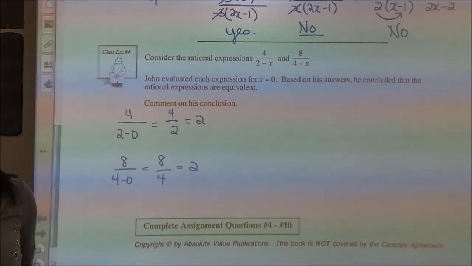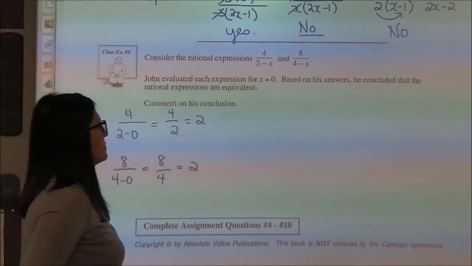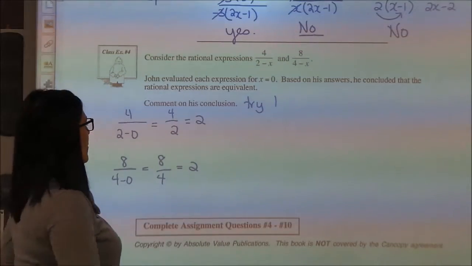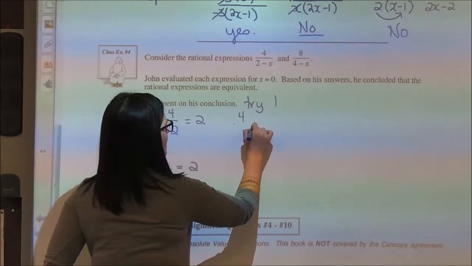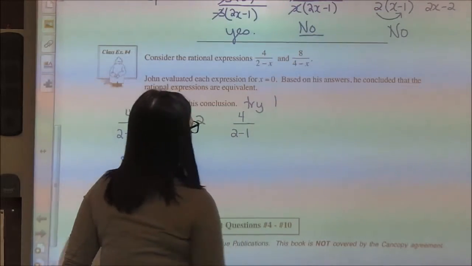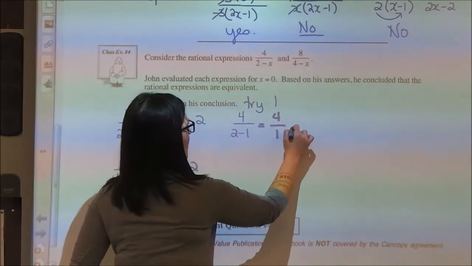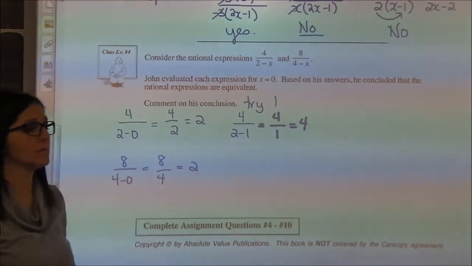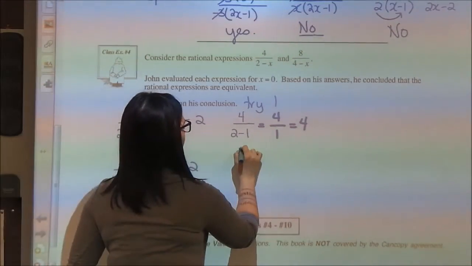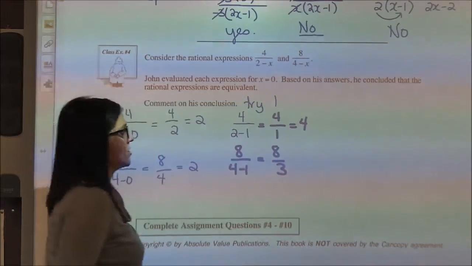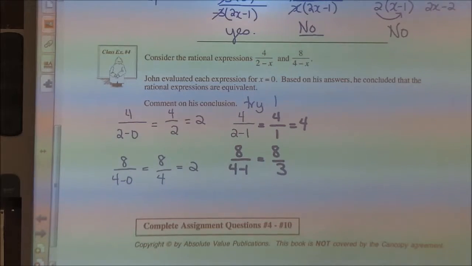Is he correct? Well, try a different number. Try 1. If I put 1 into this equation, I get 4 divided by 2 minus 1, which is 4 over 1, which is 4. If I put it into the next one, I get 8 over 4 minus 1, which is 3. I no longer get equivalent expressions.